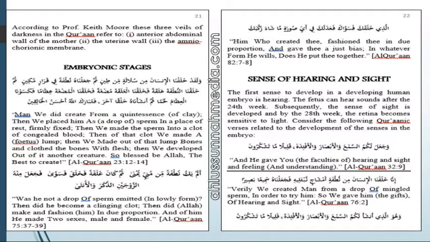Verily we created man from a drop of mingled sperm in order to try him. So we gave him the gifts of hearing and sight. Once again, this is similar to the previous ayah. It talks about the gift of hearing and sight. And now the last ayah that I will read.